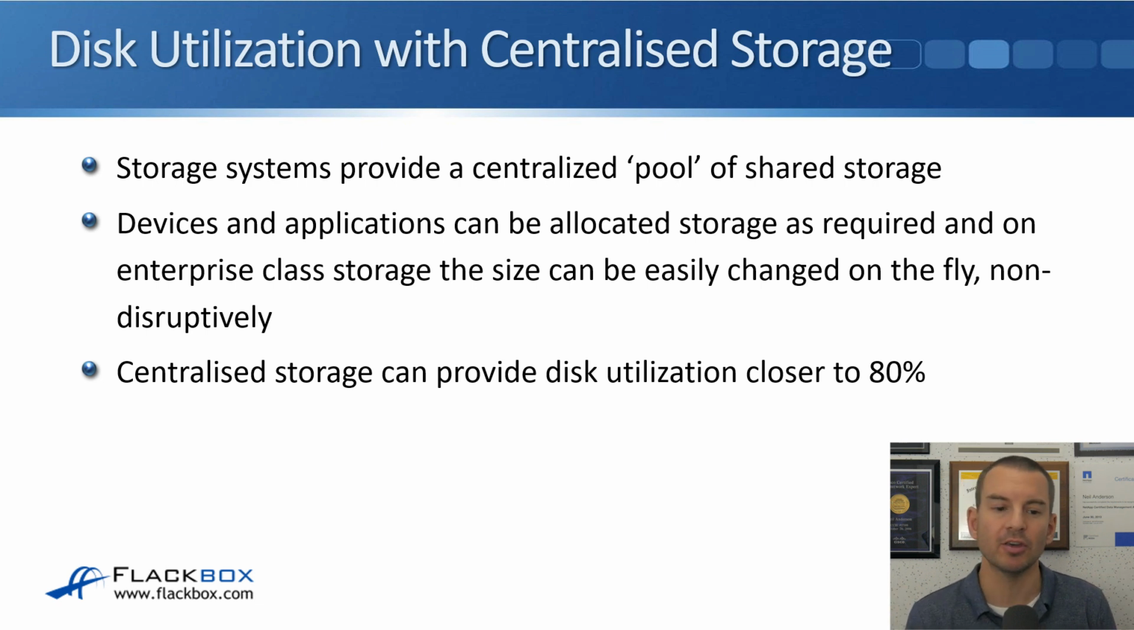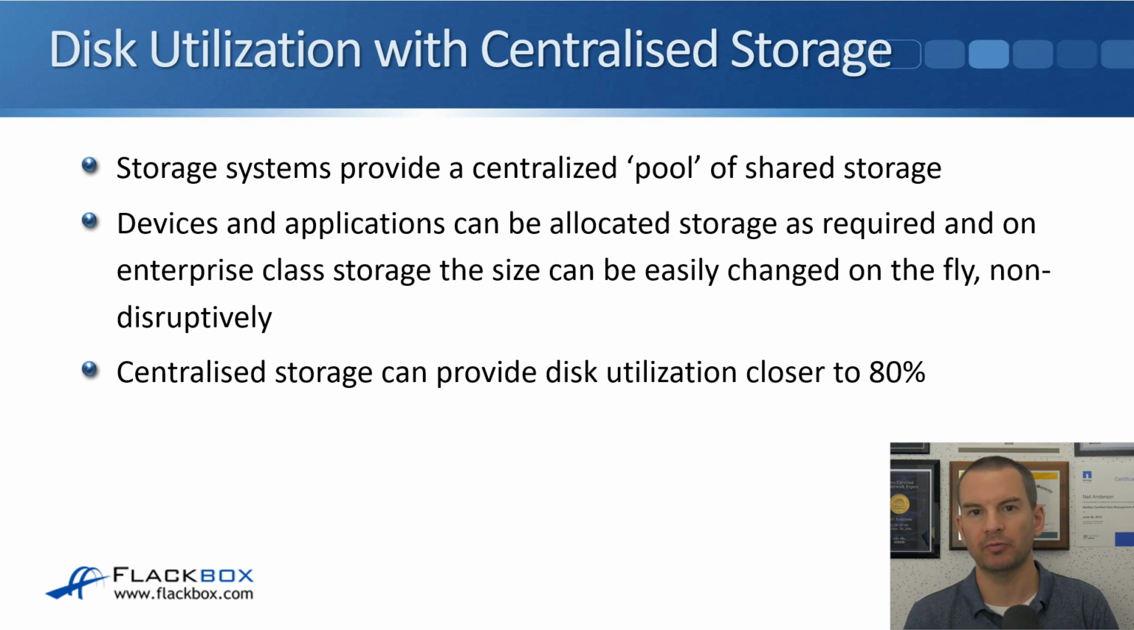So because we can do this, centralized storage can provide disk utilization closer to 80%. Now, you're never going to get 100% utilization. Let's say that your servers are using 160 gigs on average. You can't just give them exactly that and get 100% utilization, because there wouldn't be any space for anybody to write new data. So obviously you do need to leave some overhead. You do need to leave some additional space for new data to be written, but we can have the actual amount of physical storage that we've provisioned a lot closer to what is actually being used.